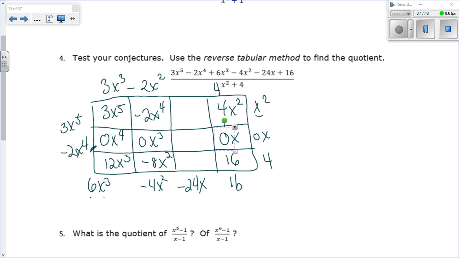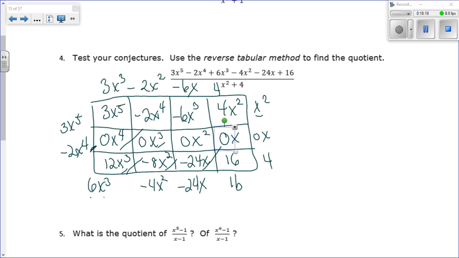And to get 6x cubed, if I have 12x cubed right here and a 0x cubed, that would make this negative 6x cubed. What do I multiply x squared by to get negative 6x cubed? Negative 6x. So negative 6 times 0 is 0x squared, and negative 6x times 4 is negative 24x. Check my diagonals. That one works, and that one works, and that one works, and that one works.